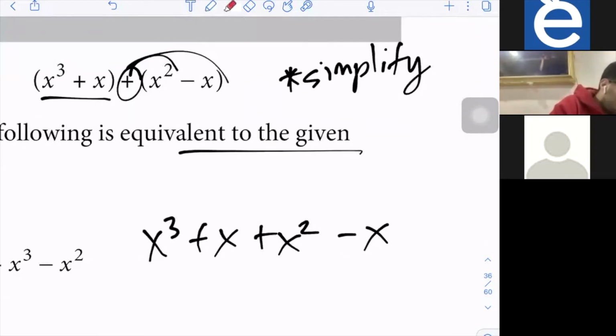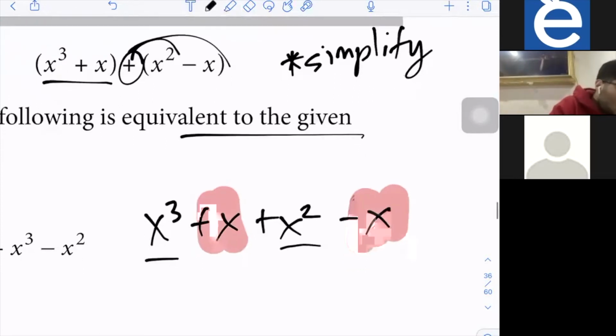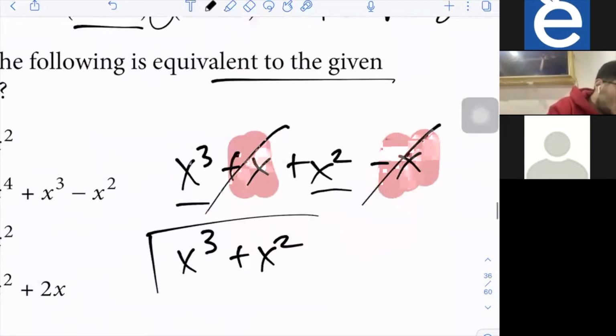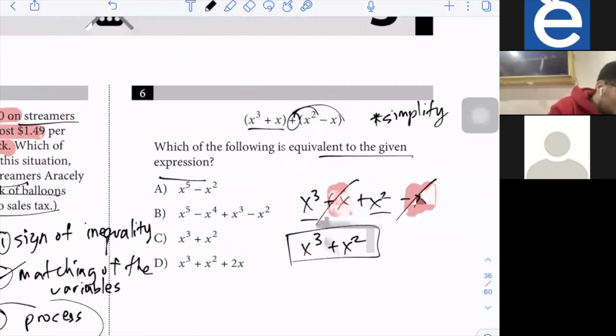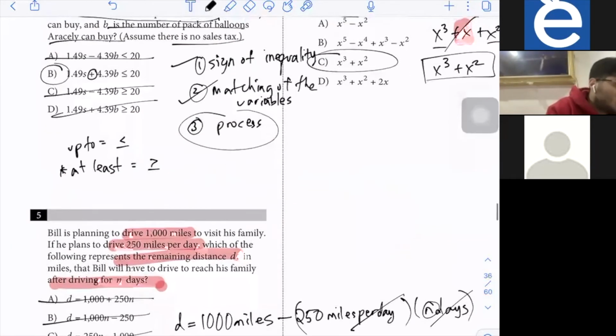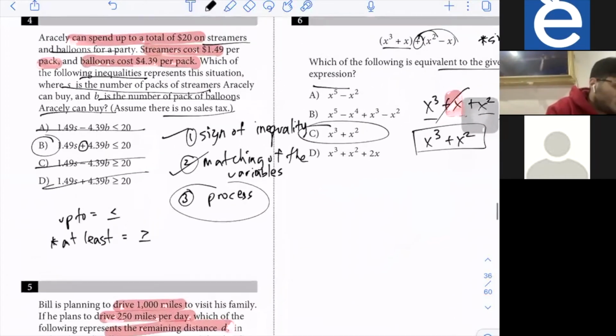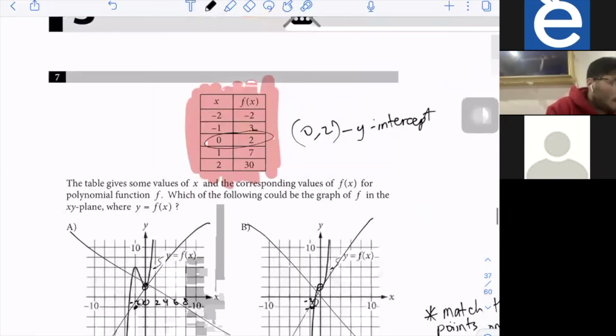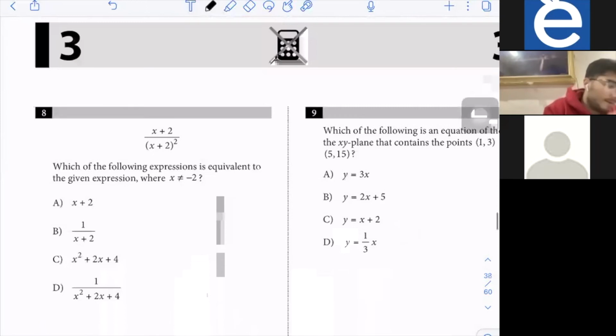You have the like terms for the x's, but you don't have anything else. You just keep these two. So you get x cubed plus x squared because they don't combine with anything else. And then plus x minus x, they just cancel out. So you're just left with x cubed plus x squared, which is choice C. Okay, good. Let's go to question 8.